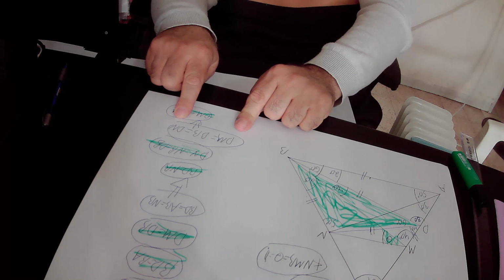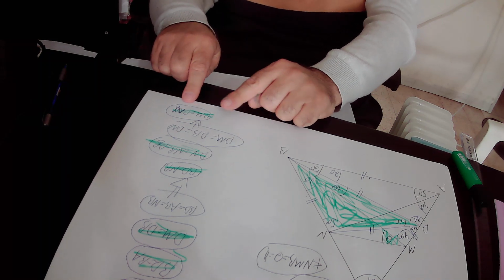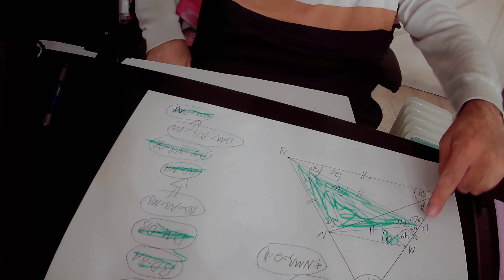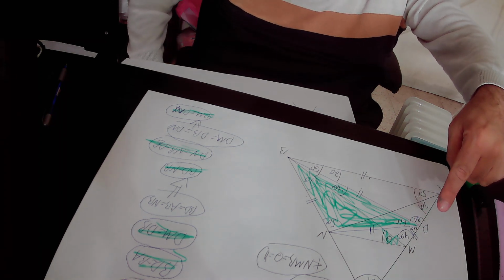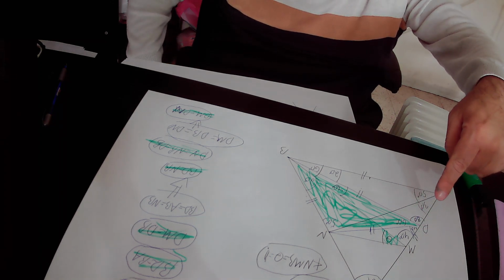Okay? dm equals dn. We can write here also that dm equals dn.